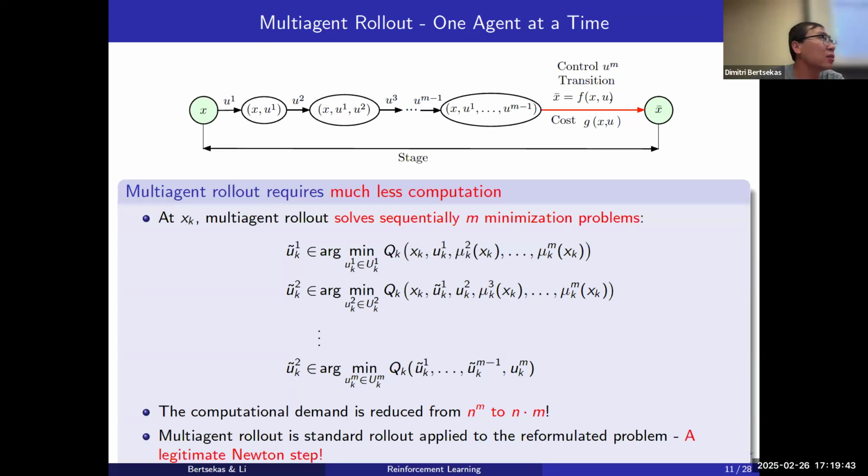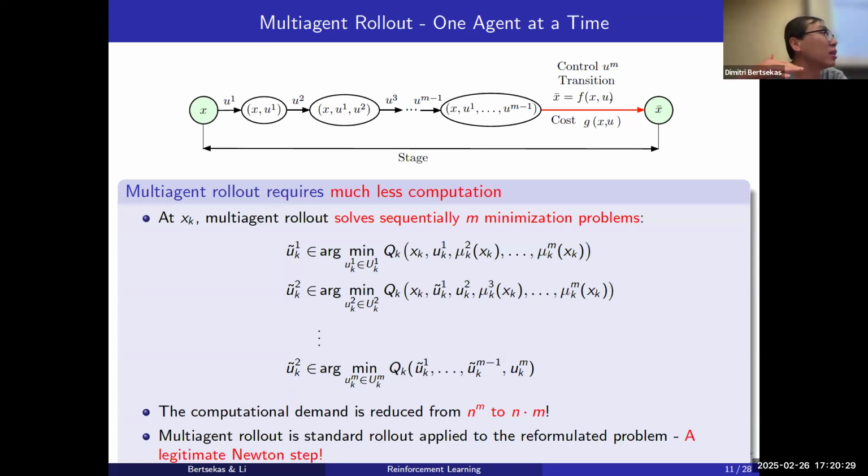And then if you look at the rollout performance improvement proof, you can see that the standard rollout cost is also smaller, no more than the minimizing Q factor in the rollout calculation. What we can say is that the smallest Q factor calculated in multi-agent rollout is guaranteed to be no smaller, typically larger, than the minimizing Q factor calculated by standard rollout. That's the only thing we can say in general.